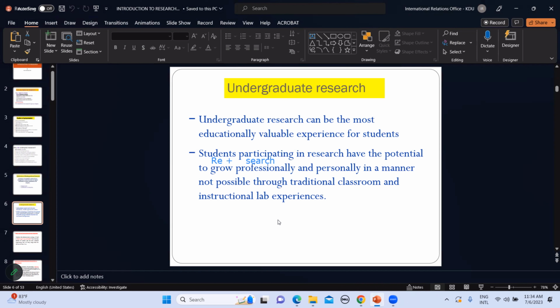Students participating in research have the potential to grow professionally and personally in a manner not possible through the traditional classroom. Traditional classroom means the teacher comes and does the lectures. That is what we call teacher-centered learning. Research means student-centered learning. You are your own teacher. A supervisor will be there to guide you, but the supervisor is not telling you everything you have to do.